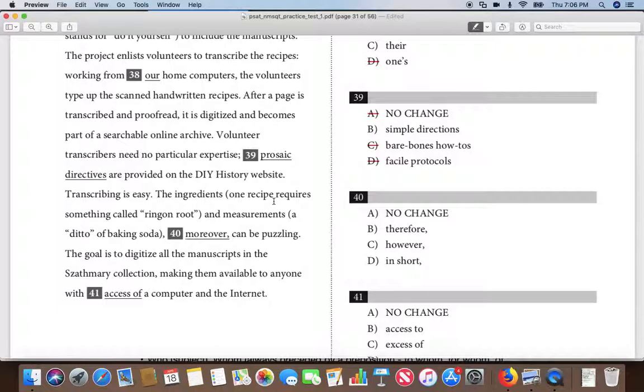Absolutely. "However." Plug it in. I want to hear it. Okay. "Transcribing is easy. The ingredients and measurements, however, can be puzzling." How's that sound? That sounds great. Perfect. All right? You see how useful that method is?